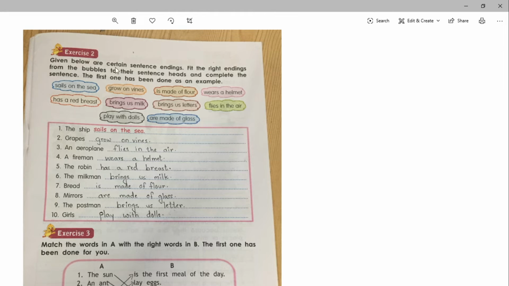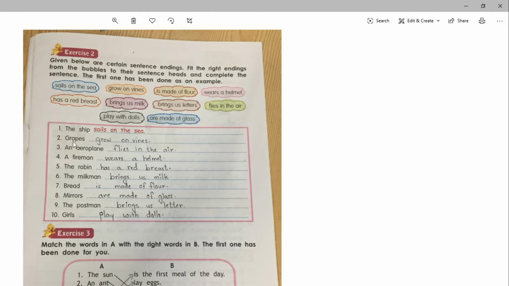Now, exercise 2. Given below are certain sentence endings. Fit the right endings from the bubbles to the sentence heads and complete the sentence. The first one has been done for you. This also I have done for you, but still I'll read one for you. Part A is given here, and part B you will have to choose from here. So number 1 is the ship. What does the ship do? We are speaking about the ship. Ship is a thing, okay? And what is the ship doing? The ship sails on the sea.